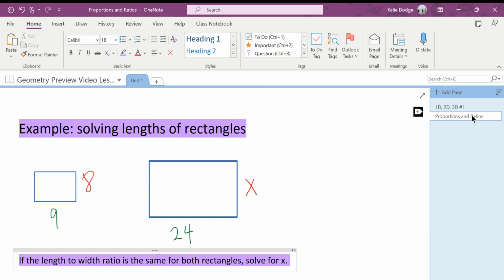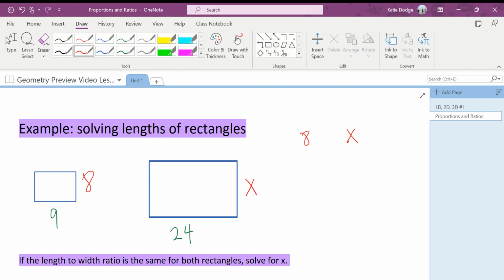Well, in order for us to solve correctly, we know that the 8 is going to have to line up with the x when creating my fraction. So I put my equal sign in between, start creating my fraction. And then I know that my 9 is going to have to line up with the 24. Once we have the proportions set up correctly, now we can actually solve.